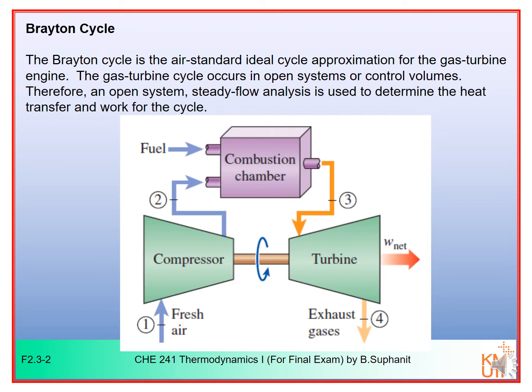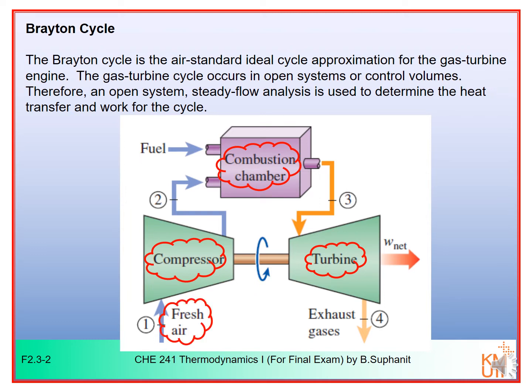The Brayton cycle is the air standard ideal cycle approximation for the gas turbine engine. The simple diagram of a gas turbine engine is shown here. The gas turbine engine is an open system. This engine is used to generate shaft work or electricity by burning fuel with compressed air. The engine consists of three main pieces of equipment, which are a compressor, a combustion chamber, and a turbine.